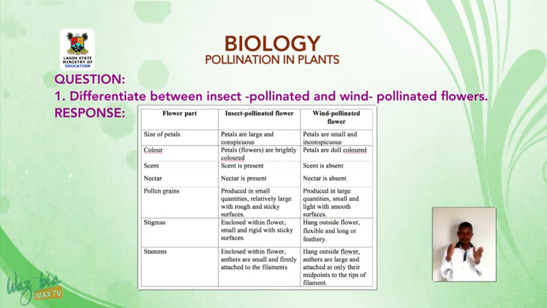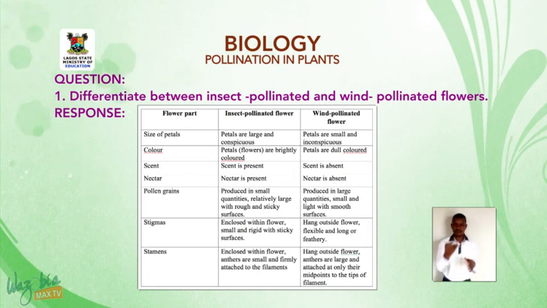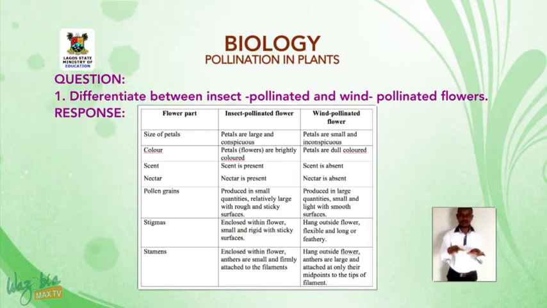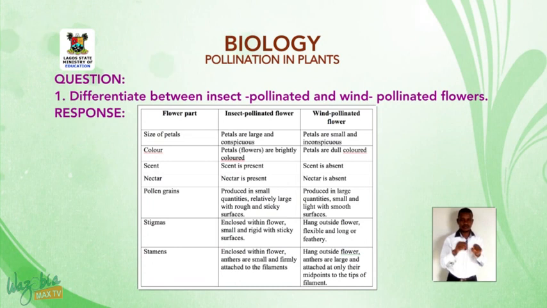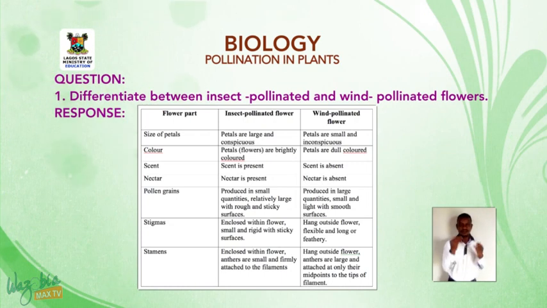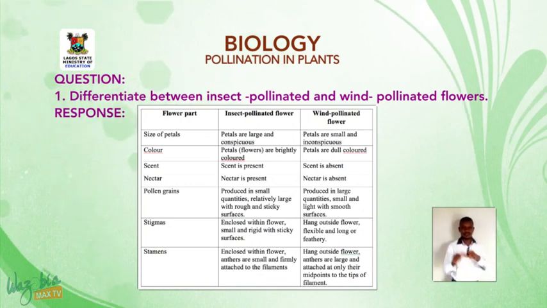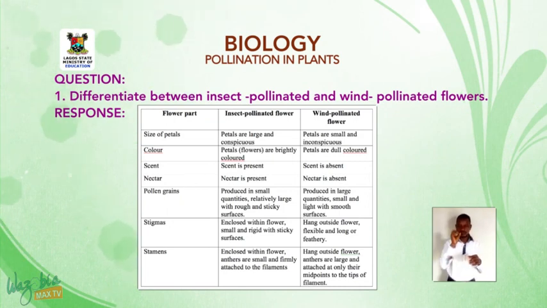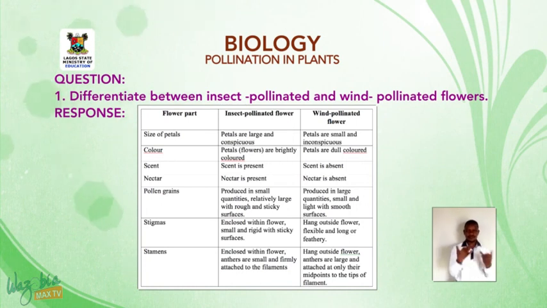Under the flower part, color. Under insect pollinated flower, petals are brightly colored. Under wind pollinated flower, petals are dull colored. Under flower part, scent. Under insect pollinated flower, scent is present. Under wind pollinated flower, scent is absent. Under flower part, nectar. Under insect pollinated, nectar is present. Under wind pollinated, nectar is absent.